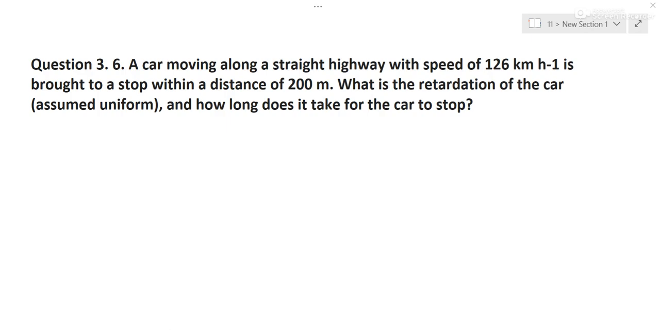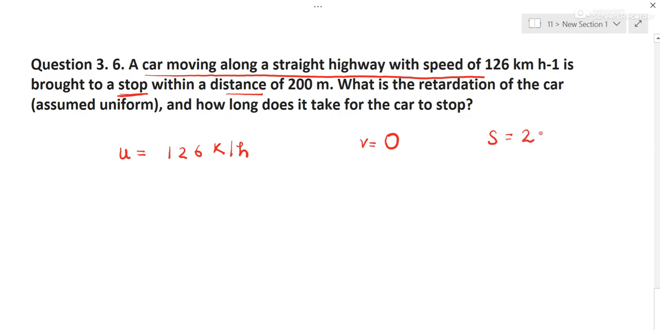Let us see this question. A car moving along a straight highway with a speed of this. So this is initial velocity, 126 km per hour. It is brought to stop. It means final velocity is 0. Within a distance of, so distance is 200 meter. What is the retardation of car and how long does it take for the car to stop?